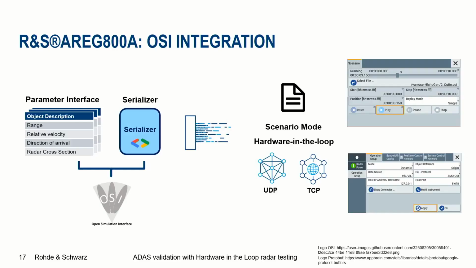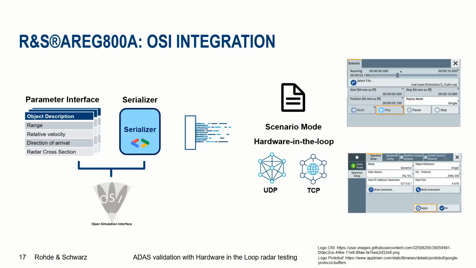So in our case, the key parameters of each object are the range of the object in front of the sensor, the relative velocity, as well as the direction and the size in terms of the radar cross-section. Also included in the Open Simulation Interface is the serializer. The serializer can generate a binary data block for all different programming languages. So you can transmit it via a network interface or just write it to a file. And this is what we do in the ARIC 800A.